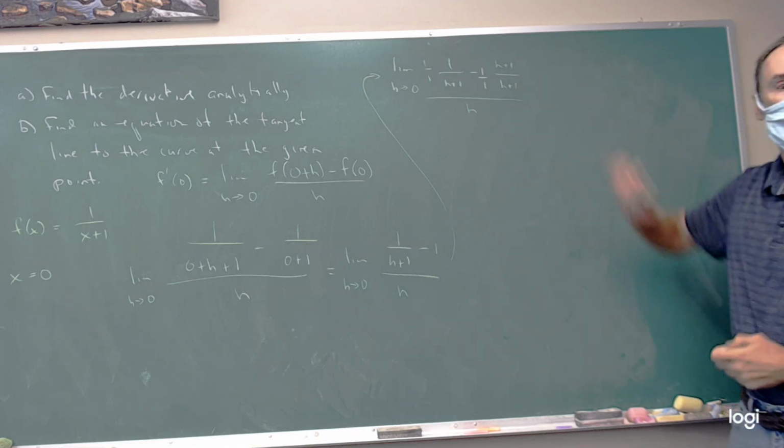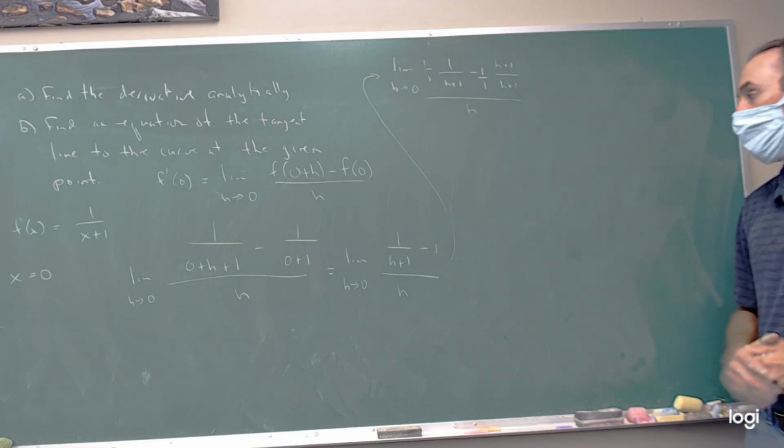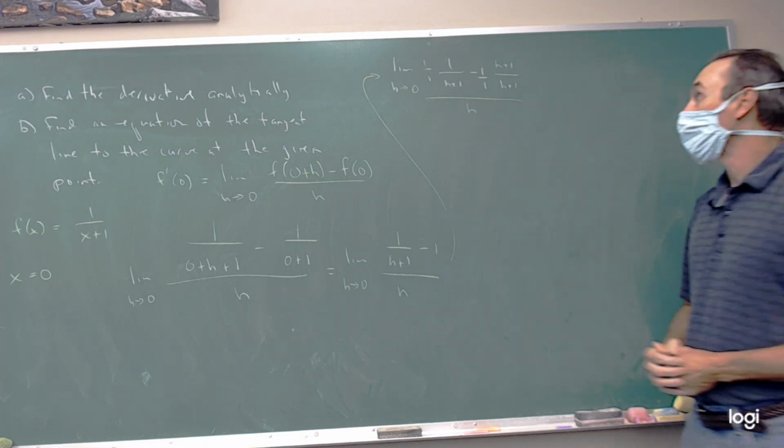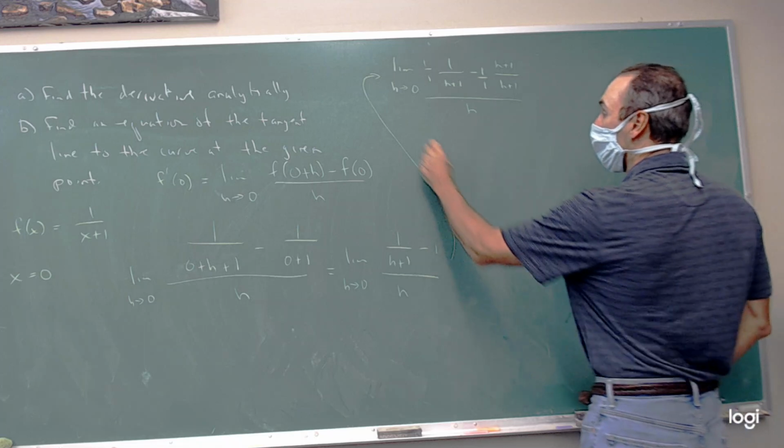Getting a common denominator in here. So at some point you're going to have to get a common denominator between 1 over h plus 1 and 1. So you have to multiply top and bottom by the h plus 1.